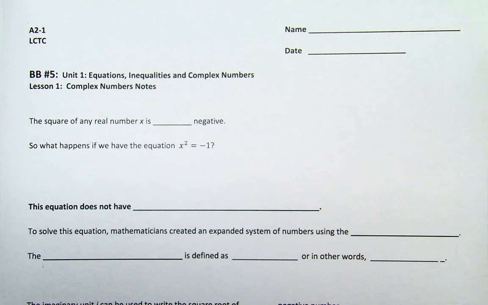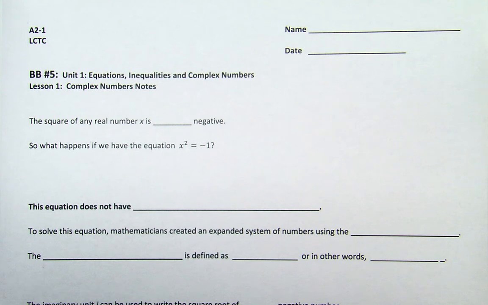Okay, so today we're going to talk about Blackboard assignment number 5, which is really just the first lesson in your first unit called Equations, Inequalities, and Complex Numbers. Lesson 1 is going to introduce us to part of complex numbers and really introduce us to what they are, why they're used, and ultimately we're just going to talk about 2 of the 4 main operations that deal with complex numbers for today.